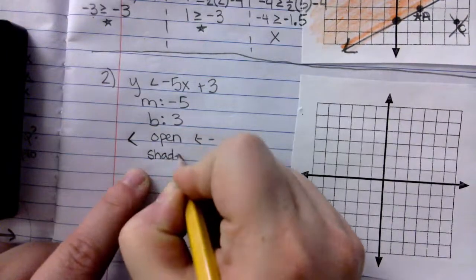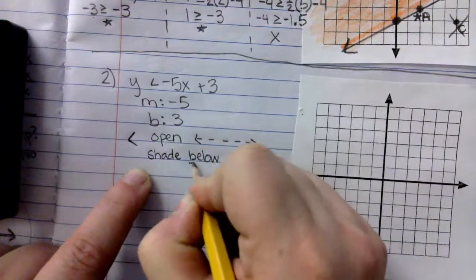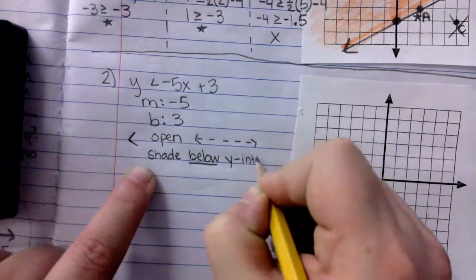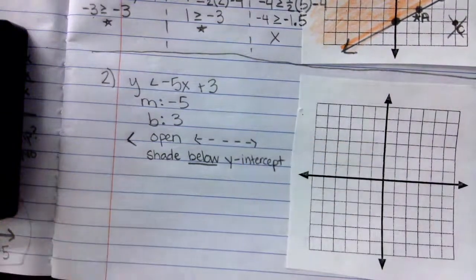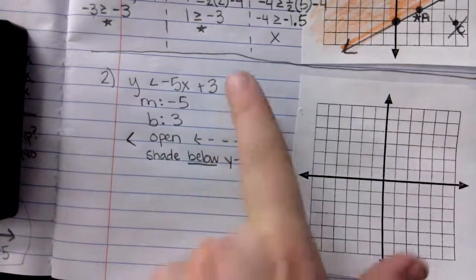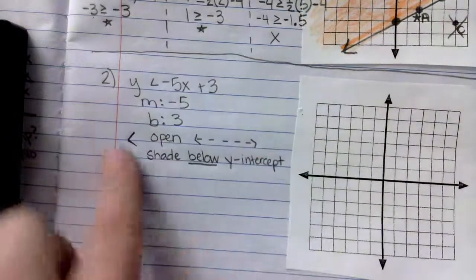So we're going to shade below the y-intercept. And that's even without graphing it. We can just look at that inequality. So some of your work today, you're going to be looking at just this information and saying what you see. And some of it you're going to match with the graph. So now that we know it's open, we're shading below. We're going to find that graph that has that open dashed line shading below. Okay?